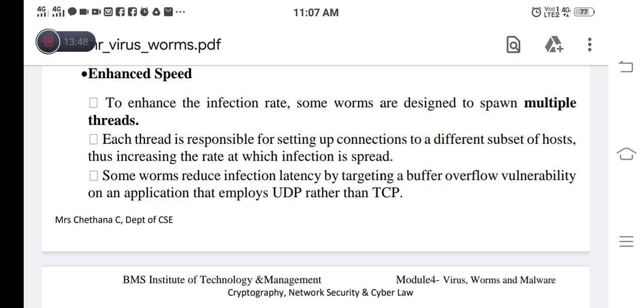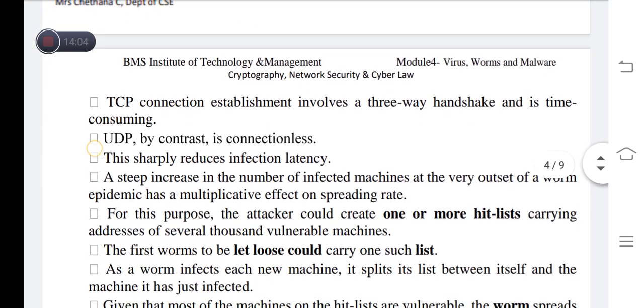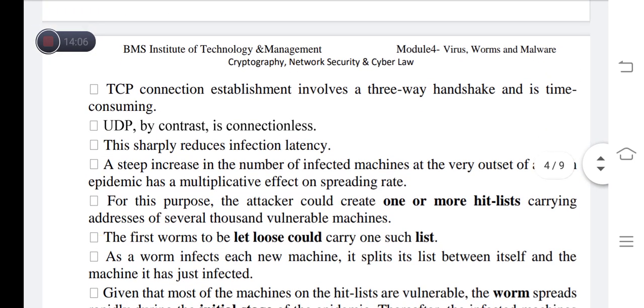So some worms reduce infection latency by targeting a buffer overflow vulnerability on an application that employs the UDP rather than the TCP protocol. TCP connection establishment involves a three-way handshake protocol and it is time consuming. Therefore, UDP is connectionless, as we know, so UDP will reduce the infection latency.